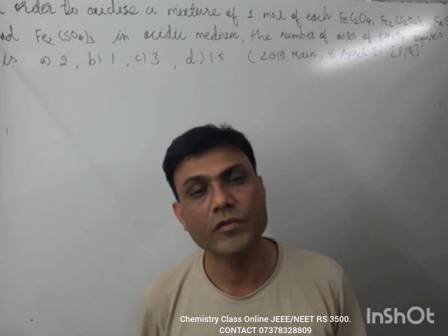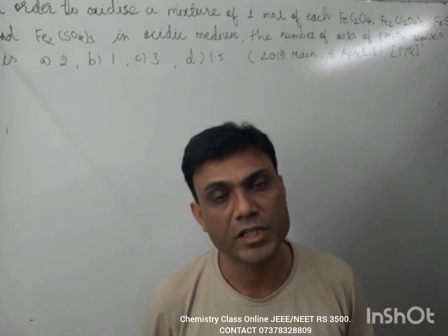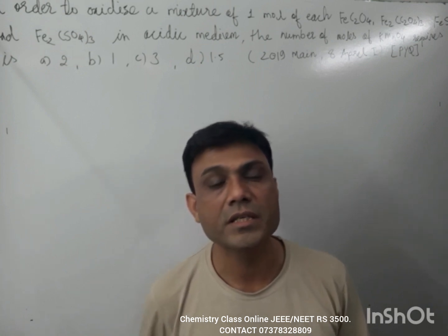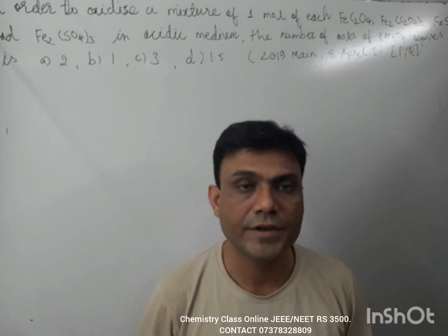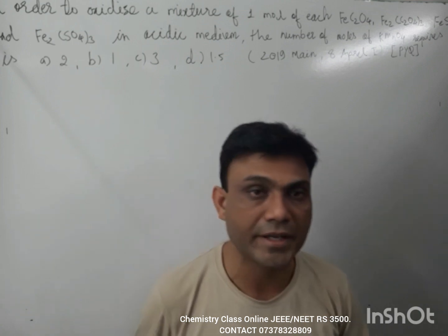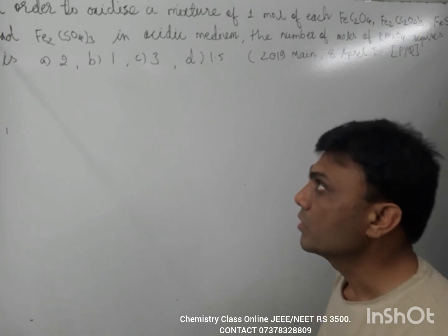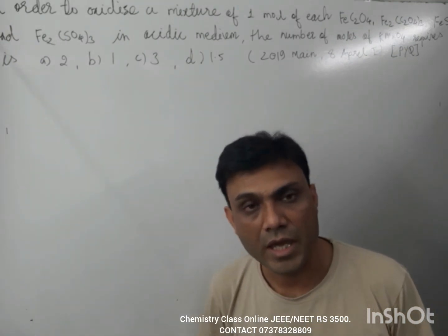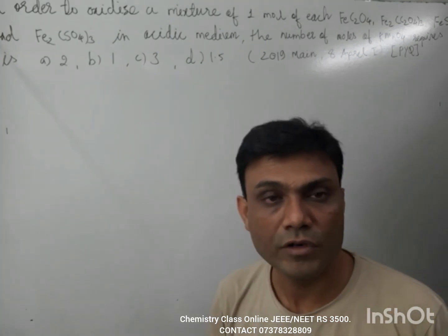In today's question, we have to calculate the number of moles of KMnO4, that is potassium permanganate, required to oxidize each 1 mole of the ferrous sulfate, ferric sulfate, ferrous oxalate and ferric oxalate in acidic medium. So we will find the solution of this question. Now it is given that in acidic solution, the KMnO4 will oxidize the other 4 chemicals.